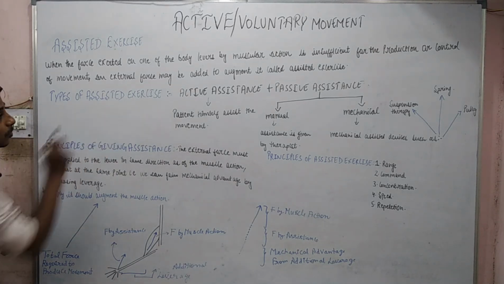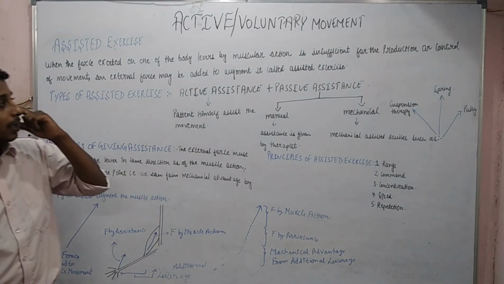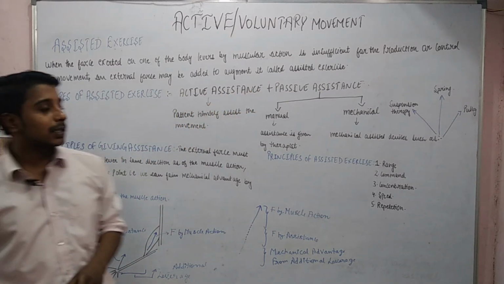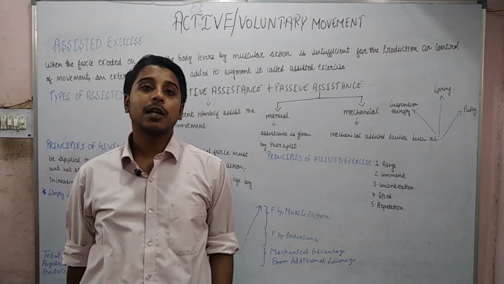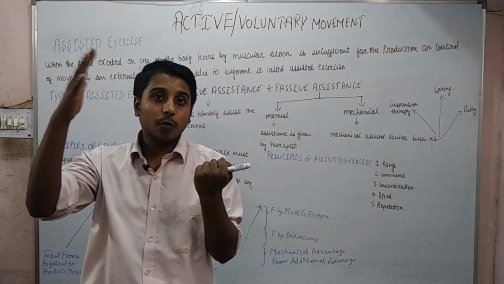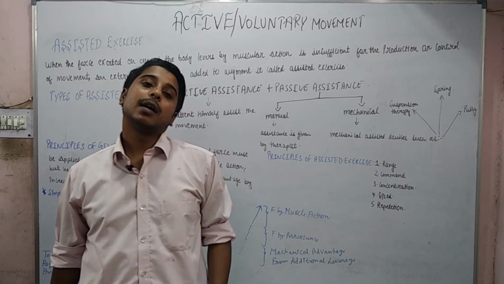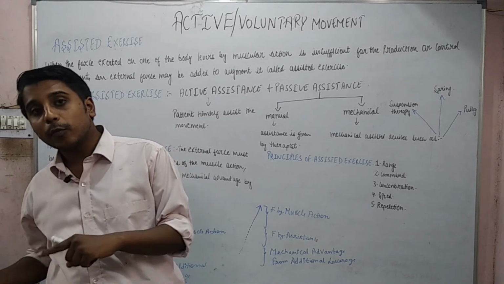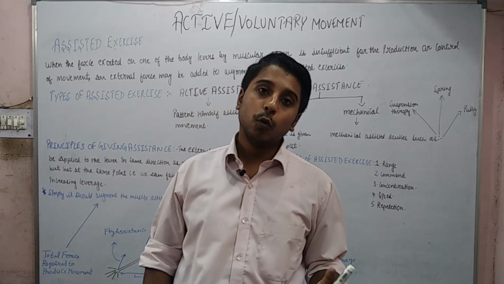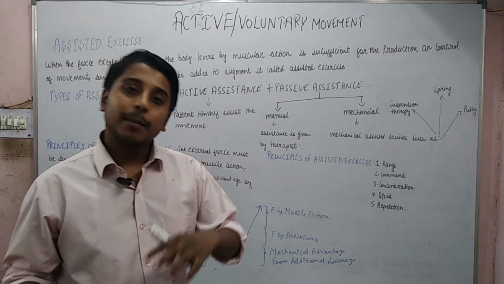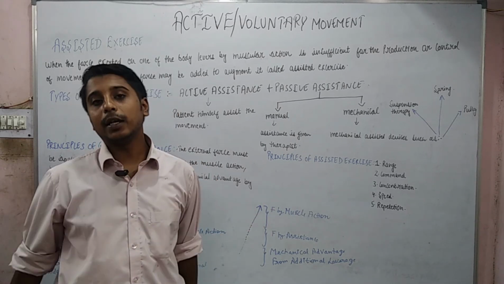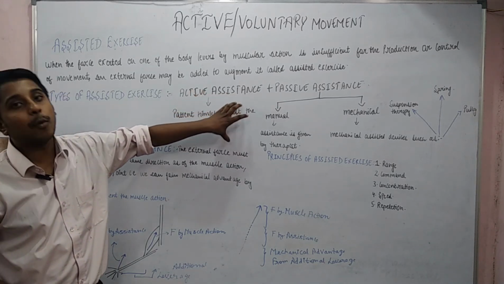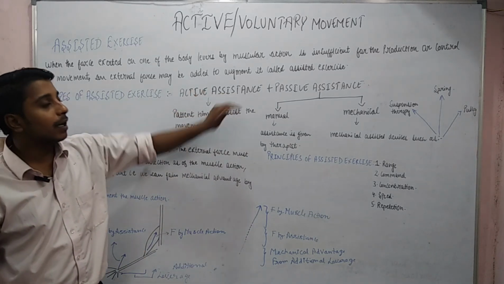And now what are the types of assisted exercise? It can be active or passive assistance. In active assistance the patient himself assists. I cannot do elbow flexion, so by my other hand I can give assistance to this movement. Similarly, in prone position, if I cannot do knee flexion of my left leg, my right leg can help to do the knee flexion. So here the assistance is by the patient's own body, which is called active assistance.